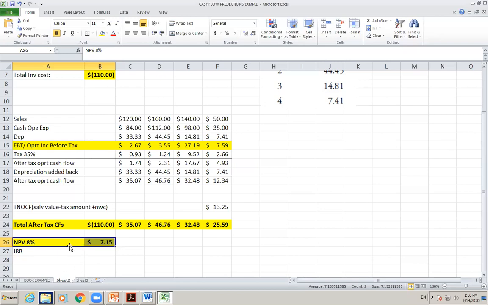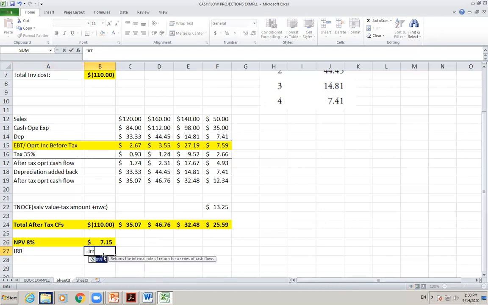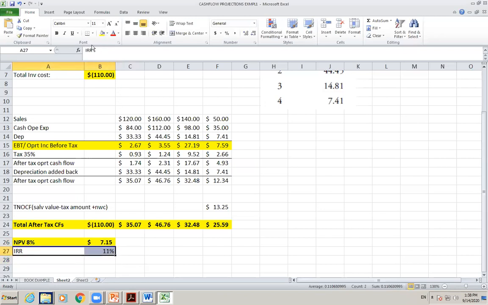And IRR, we can calculate just selecting the range. Which is 11%. It's not 11, but let me make it 11.07, okay? So the IRR 11.07.